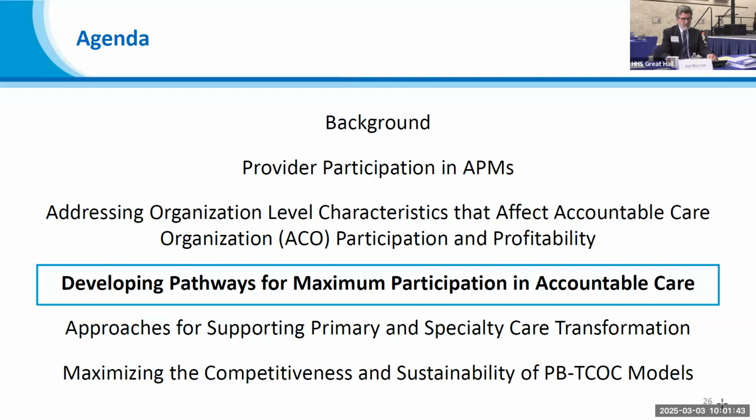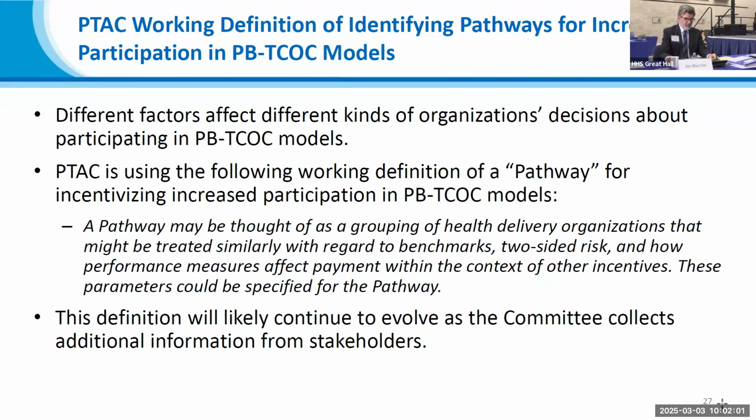In the next section, the subcommittee worked with ASPE staff to create an initial framework for linking the four organizational characteristic areas with participation pathway development for maximizing participation in accountable care and alternative payment models. Here, we particularly wanted to focus this idea on identifying pathways for increasing population-based total cost of care models. Our definition for this population-based total cost of care is that a pathway may be considered as a grouping of healthcare delivery organizations treated similarly with regard to benchmarks, two-sided risk, and how performance measures affect payment when choosing to participate. This will evolve over time with this meeting.